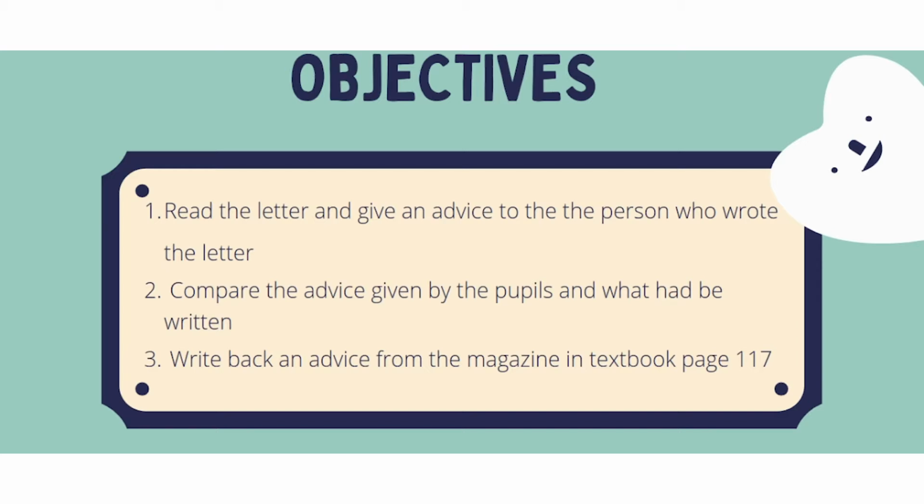For the first objective, they have to come up with advice without looking at the advice that has been given, and then next they have to compare the two. So number 1 and number 2 are related to each other. The third objective is to write back advice from the magazine in the textbook, page 117. In this third objective, I want them to write in Google Slides so that I can monitor them while they are doing their work. I will show you the Google Slide, and I will put the Google Slide in the description box below.